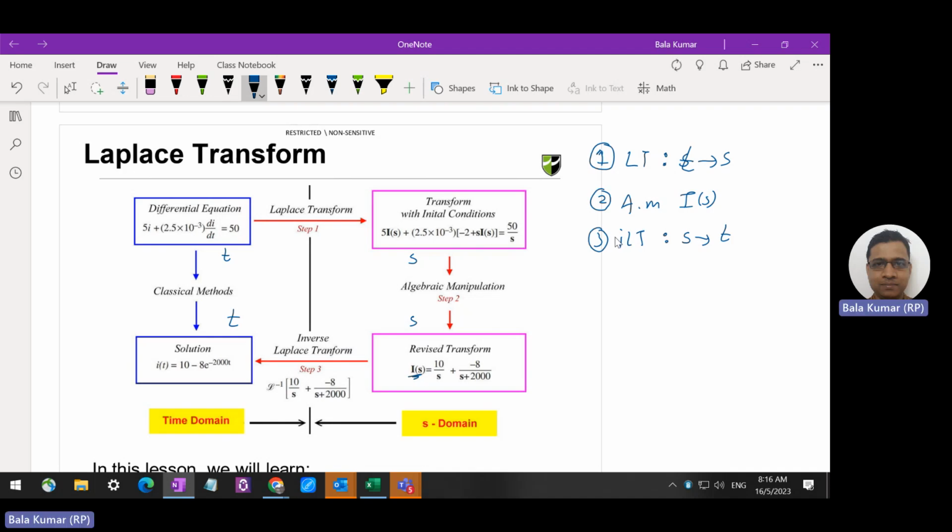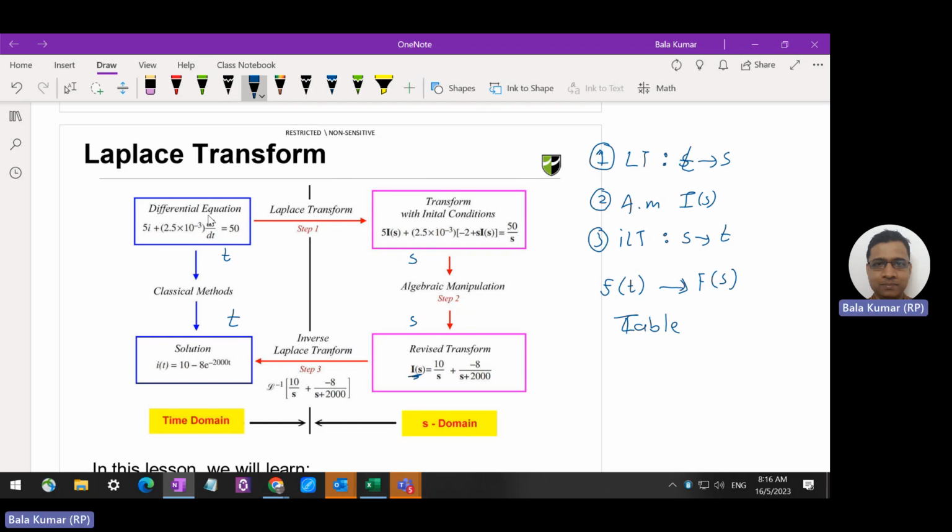In the previous lesson, we have seen how to do Laplace transform of some basic functions. We do the Laplace transform into S domain, and we used the Laplace transform table. We refer to the table to do this transform.